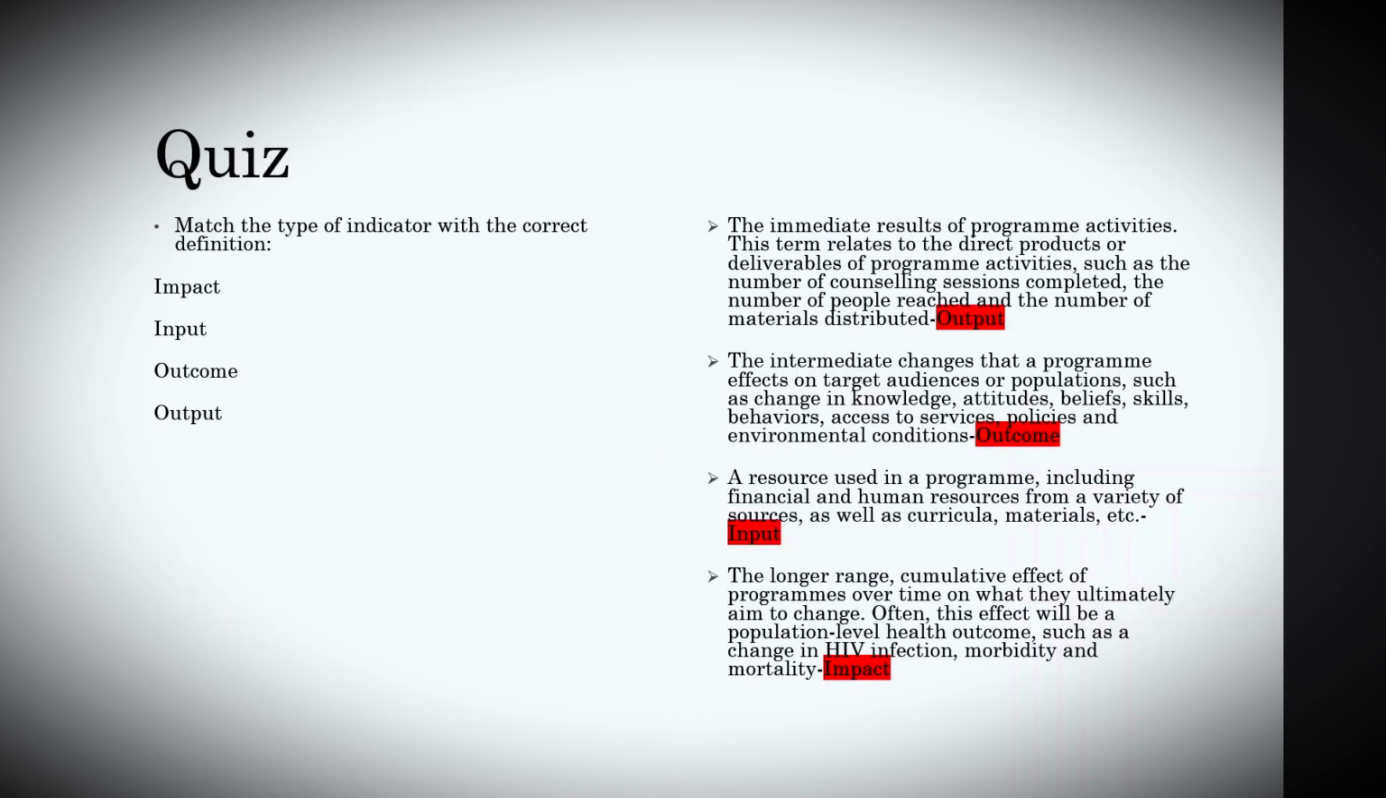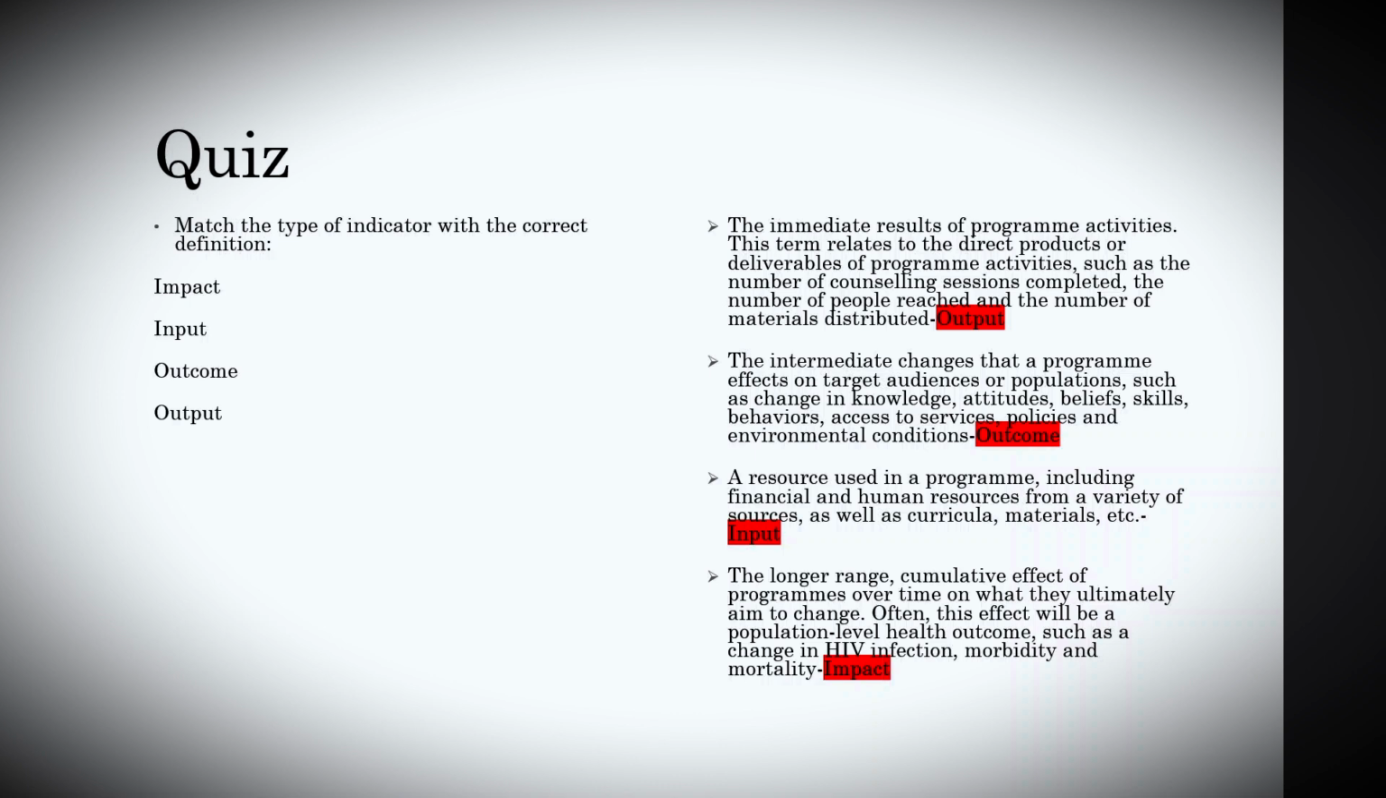Finally, I have a small quiz here that will match these types of indicators with the correct definition. The first definition is the immediate result of program activity, which relates to the direct product or deliverable of program activity, such as the number of counseling sessions completed, the number of people reached, and the number of materials distributed. That will be an output. We have already discussed what an output is, and we have defined it as the immediate result of program activity, such as the number of people trained, etc.